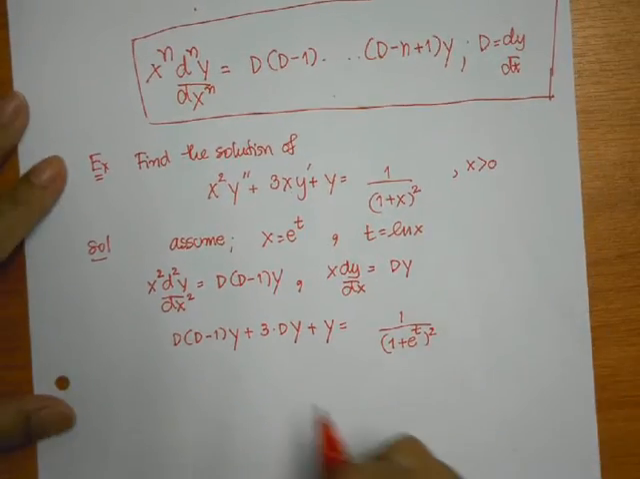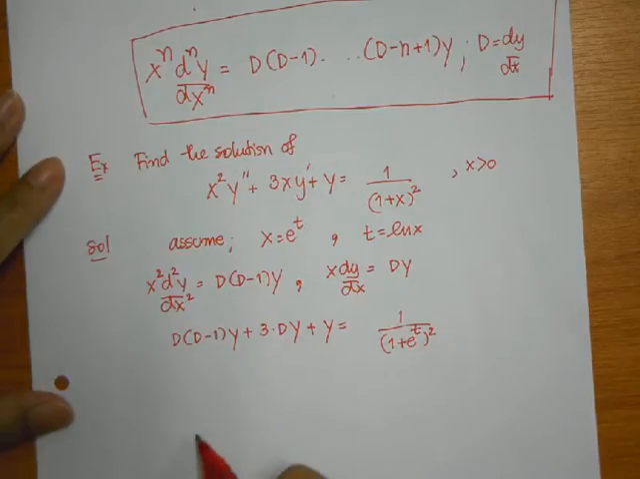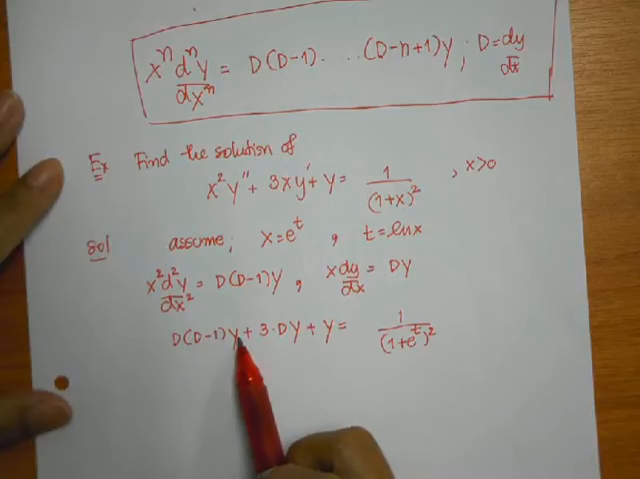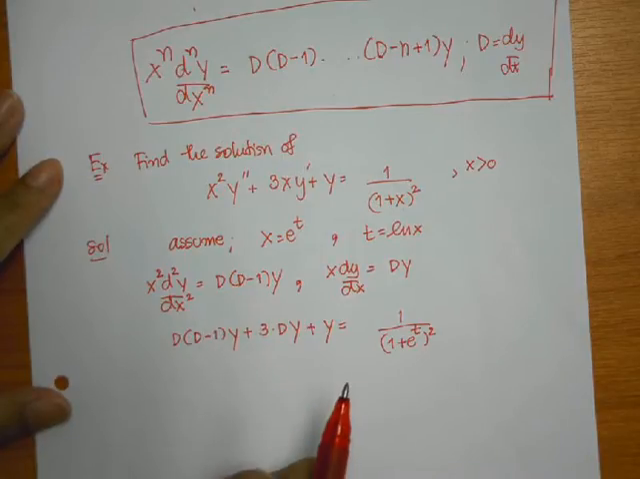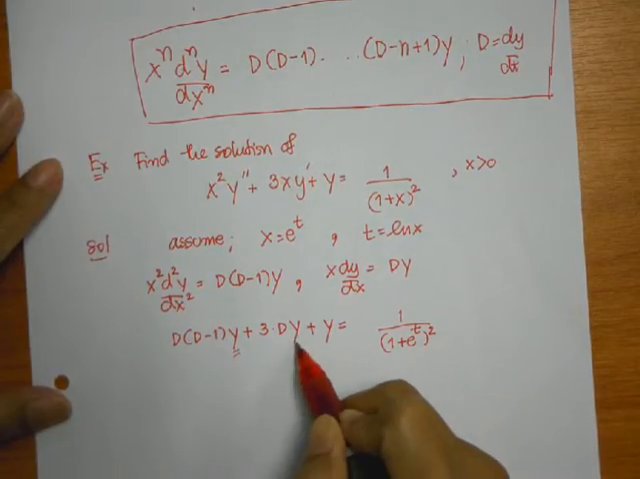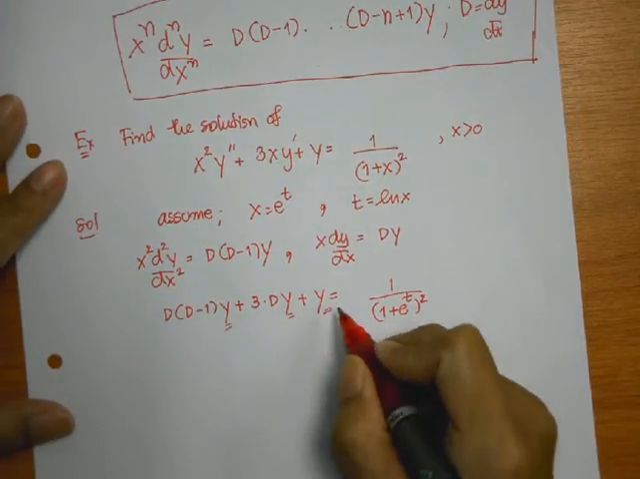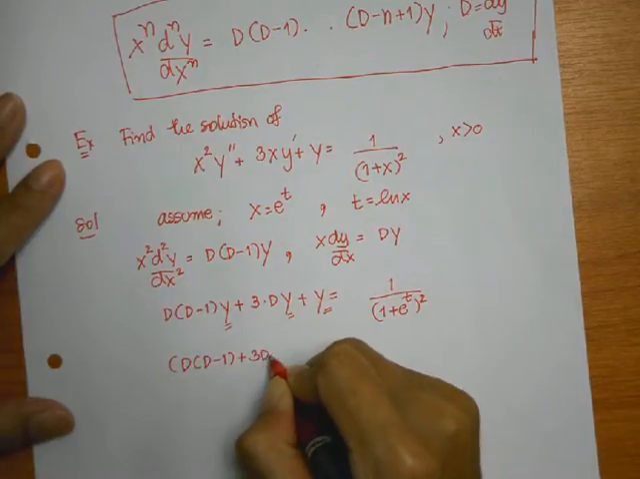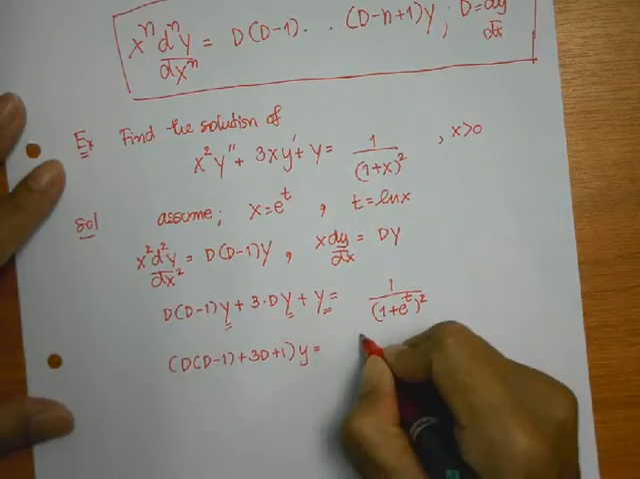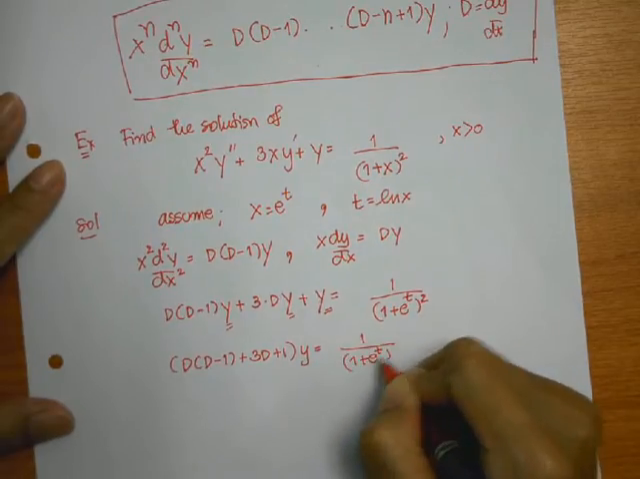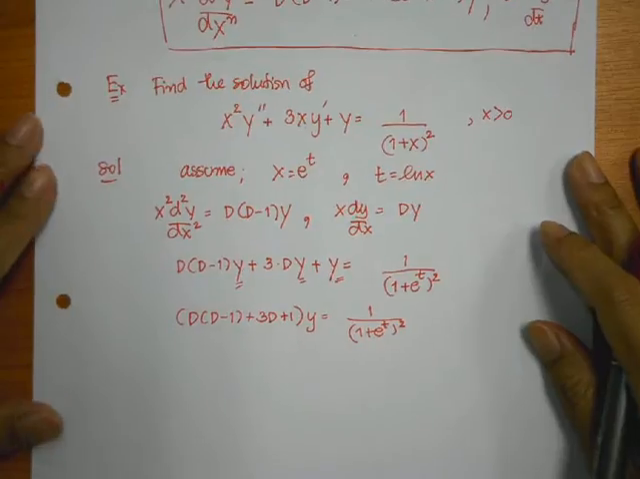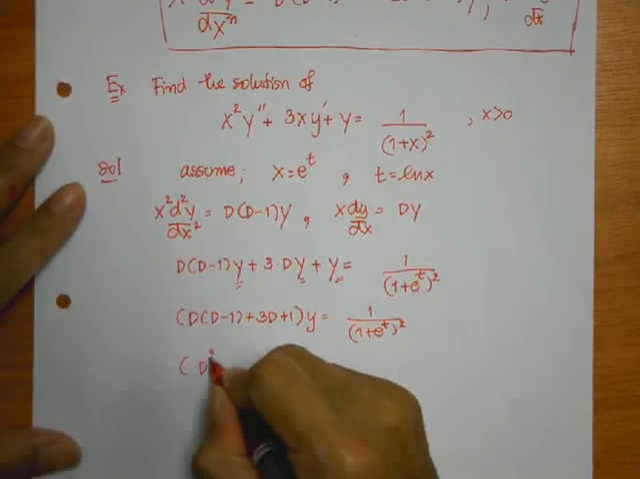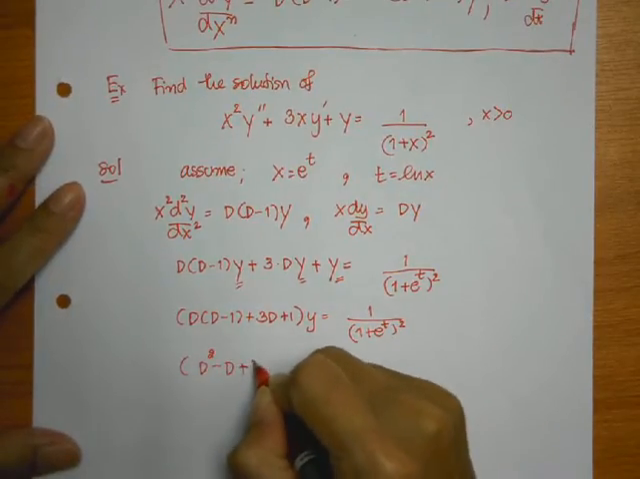Next, after we look at this equation, we have y. Can we put y at the front? We can, because for an operator, Dy and yD have different meanings. Now each term has y, so I just take y out. Inside we get D squared minus D plus 3D plus 1.